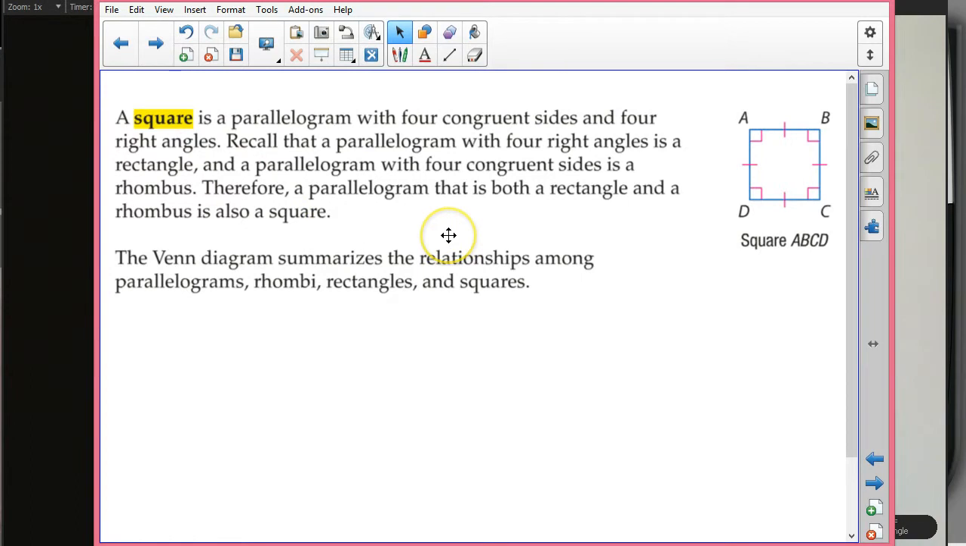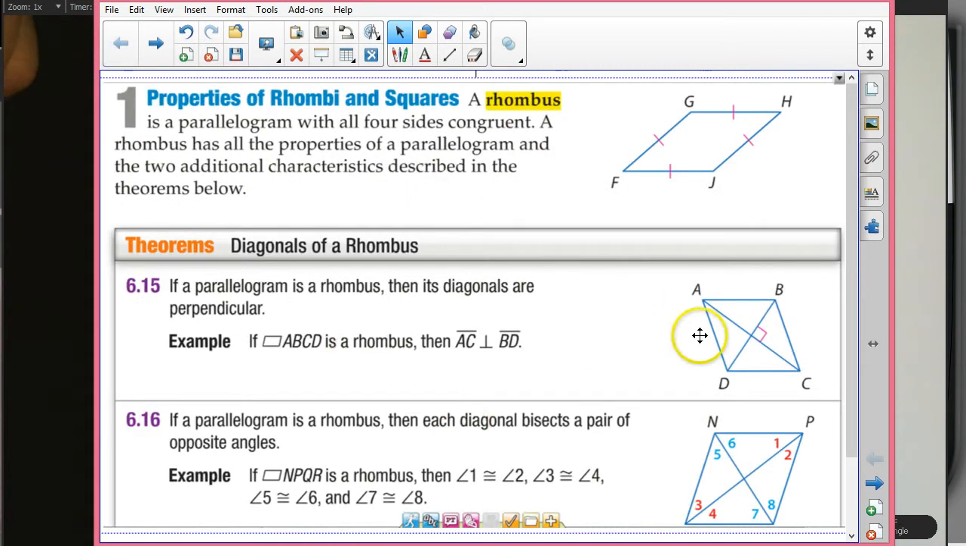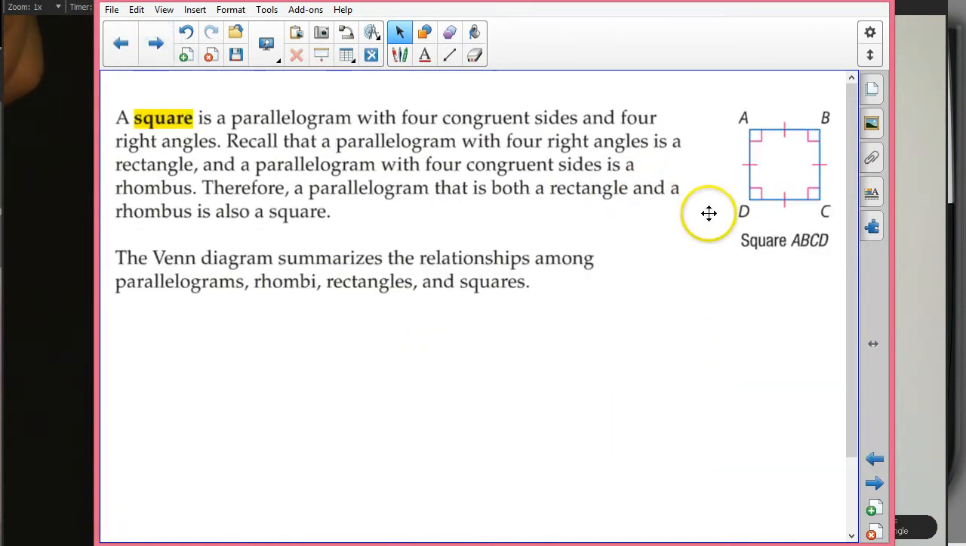A square, that's our second shape, is a parallelogram with four congruent sides and four right angles. So it has all the properties of a parallelogram. And the square also has four right angles like a rectangle does, so it has all the properties of a rectangle, namely that the diagonals are congruent. And it's also got four congruent sides, so it's also got the properties of a rhombus, meaning it's got diagonals that are perpendicular and the diagonals bisecting the opposite angles.